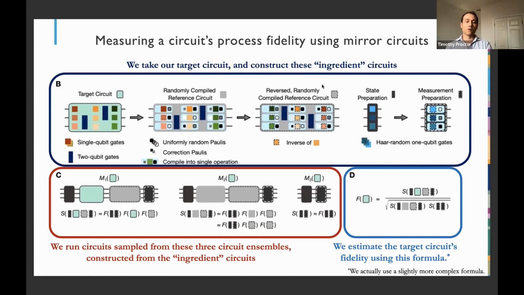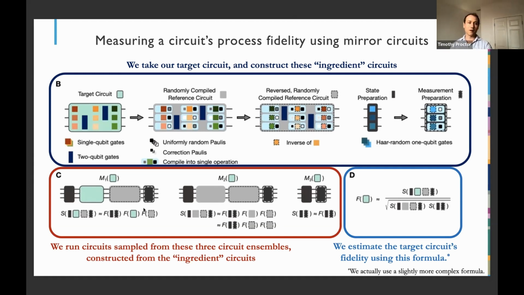We also construct a randomly compiled inverse circuit. So this is a reverse circuit that's also randomly compiled. And then we have these same state preparation and measurement circuits that we've been using throughout and that I've been mostly glossing over. And we put these together into 3 different circuit ensembles.